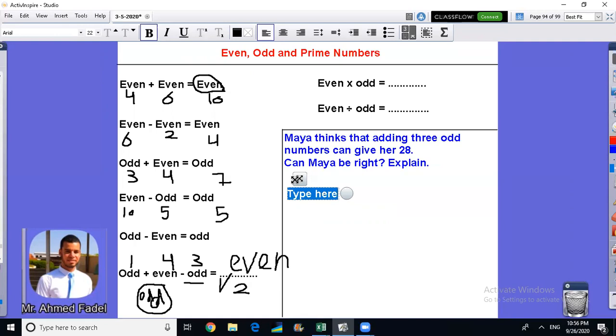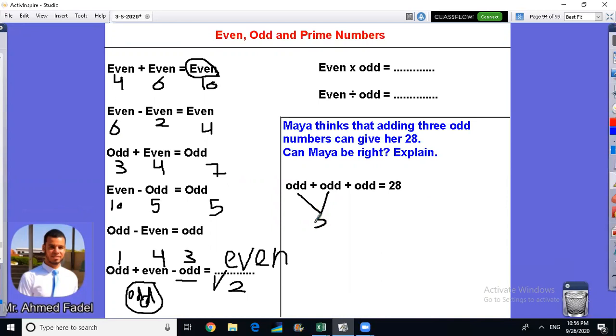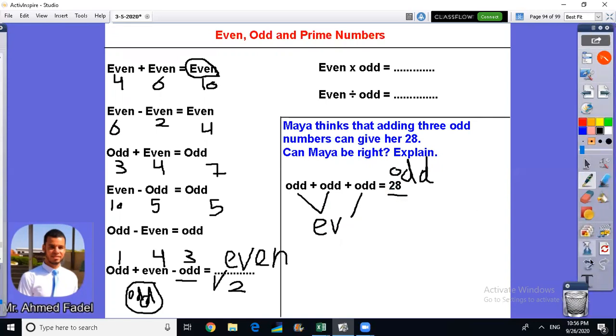The question says Maya thinks that adding 3 odd numbers, odd plus odd plus odd, can give her 28. Can she be right? Let's try this. What is odd plus odd? It's going to give you even. They are the same, so it gives you even. Then what is even plus odd? They are different, so the answer must be odd. There is no way to get an even answer. The answer must be odd. So 28, it is impossible.